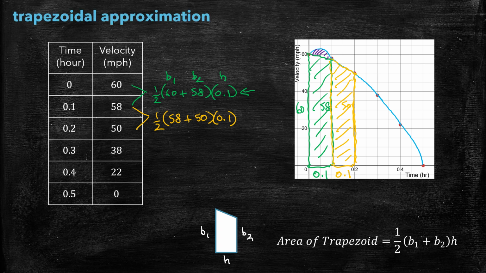This whole method of using trapezoids is referred to as a trapezoidal approximation. And we can imagine that if you actually recorded the velocity maybe every minute, you'd have an even more precise estimate of the area under the curve, which, remember, is equivalent to the distance traveled over that interval.